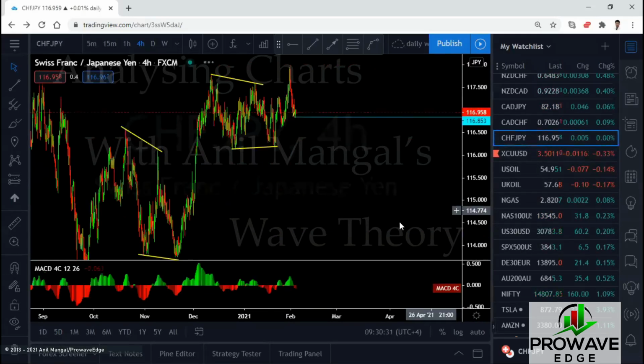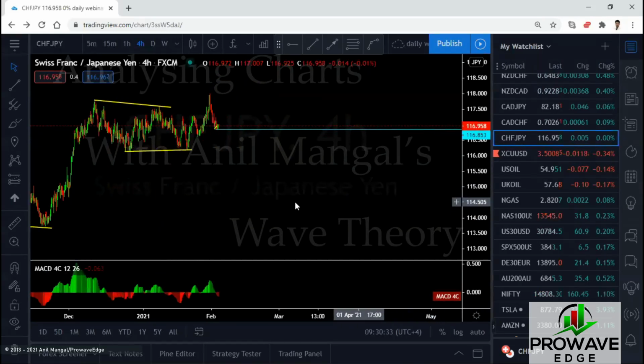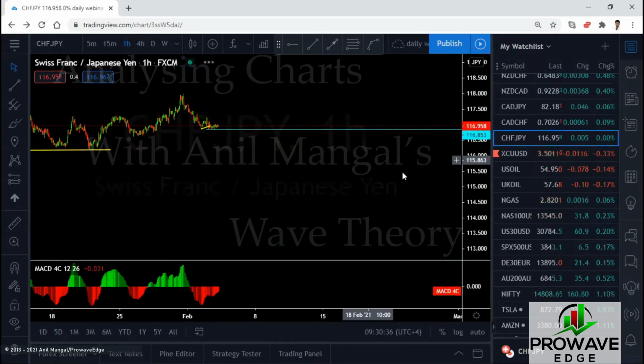CAD Swiss. Swiss yen. Downside. Look for the sell setup. Let's go into 1 hour.